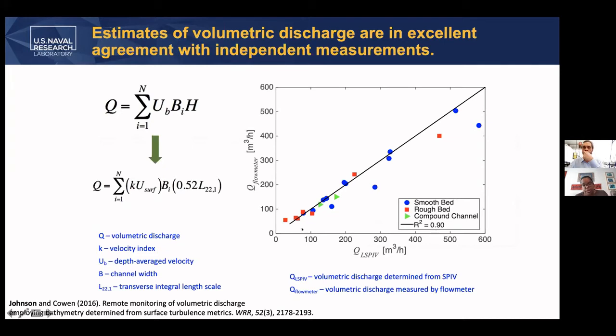I have my predictions on this axis. You have the in situ independent estimate of volumetric flow data. And you can see that I get really good agreement between the two. And so that was the contribution from the first paper.